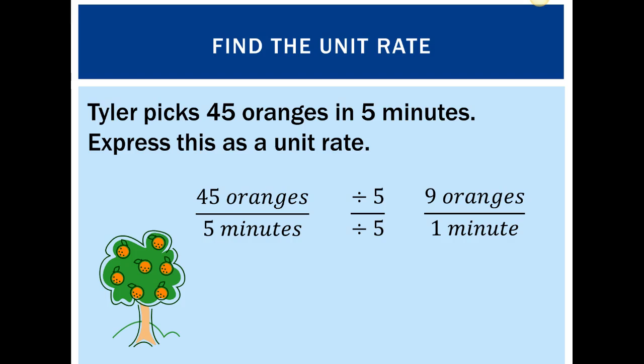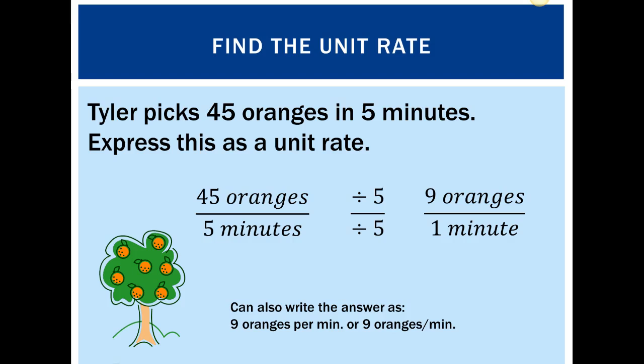This is one way to write the answer, but there are some other acceptable ways. You could also write the answer as 9 oranges per minute, and you can simplify minute to be min because that's a common and standard abbreviation. Or you could write 9 oranges / minute, which implies 1 minute.